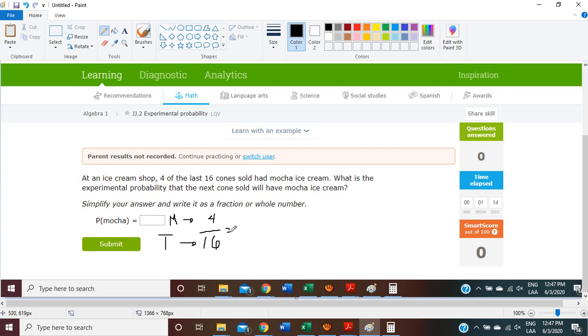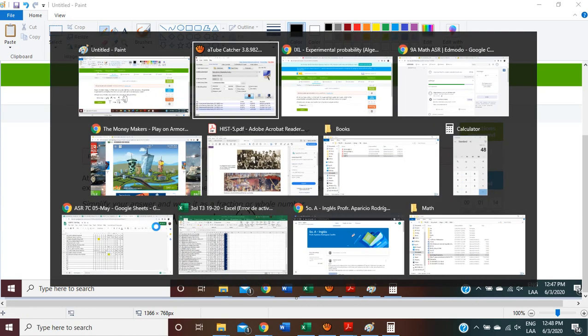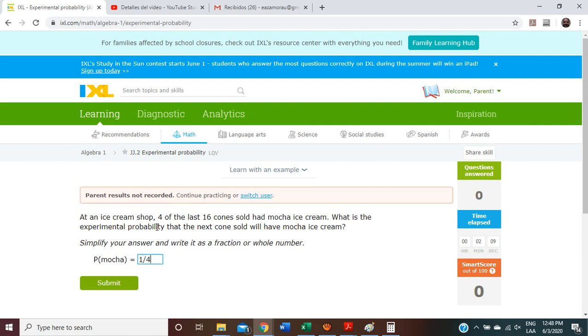So we only need to simplify this. 4 divided by 4 equals 1. 16 divided by 4 equals 4. So this is the probability that the next cone will have mocha. So the answer will be 1/4. All right. So we write 1/4.